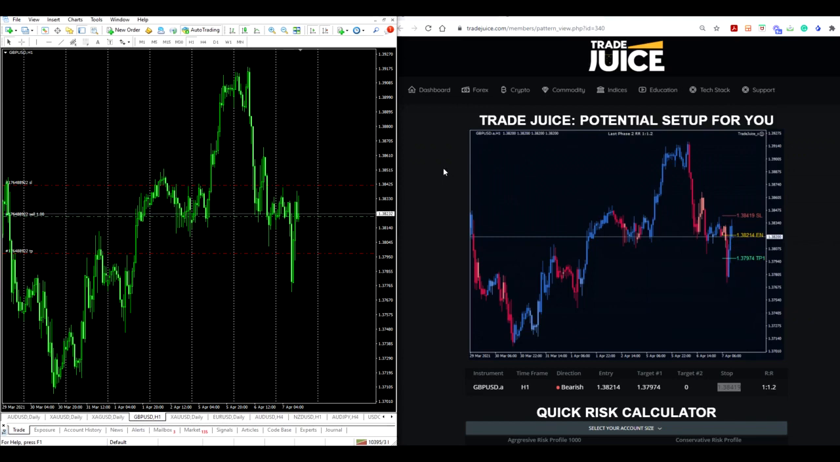So let's get back to looking at this trade as it progresses. I'll be back in a short while to let you know how it plays out once it hits that sell stop.